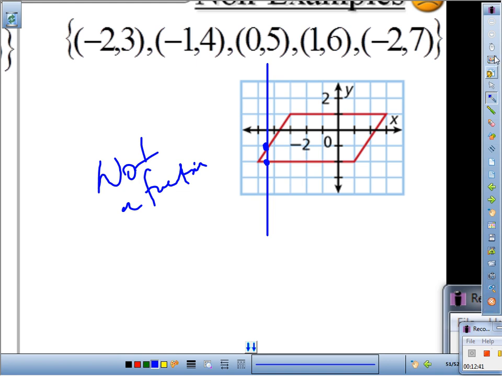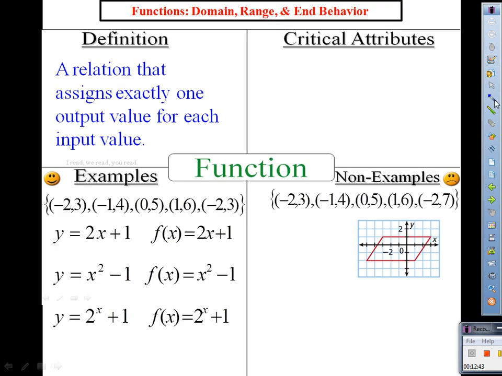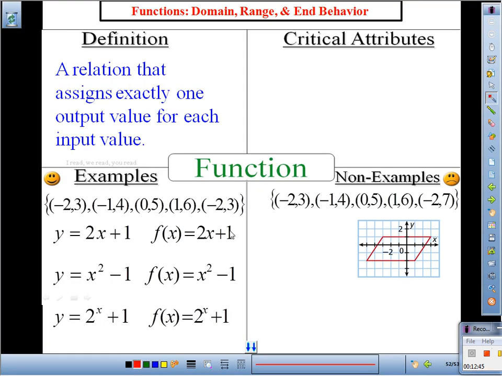Yeah? Hashtag. Couple hashtags, please. What makes a function a function? Hashtag what? Hashtag what?